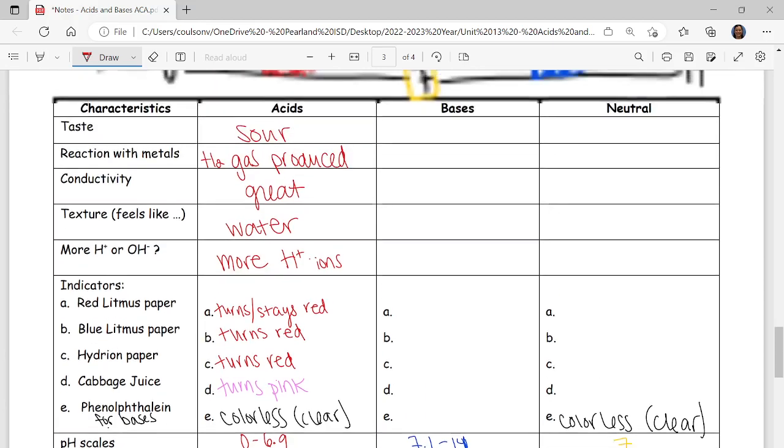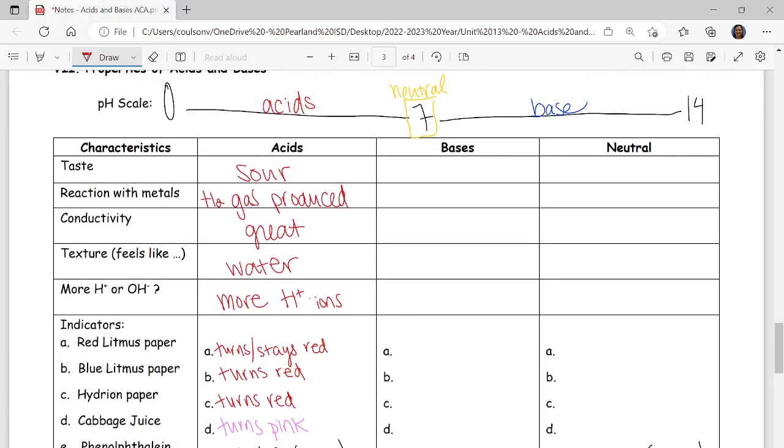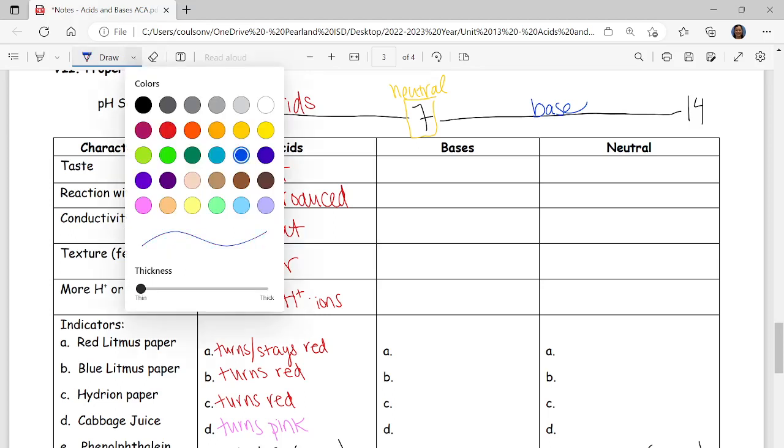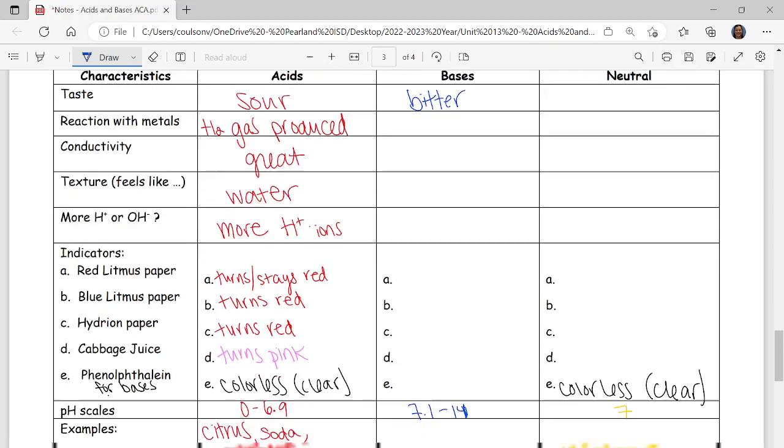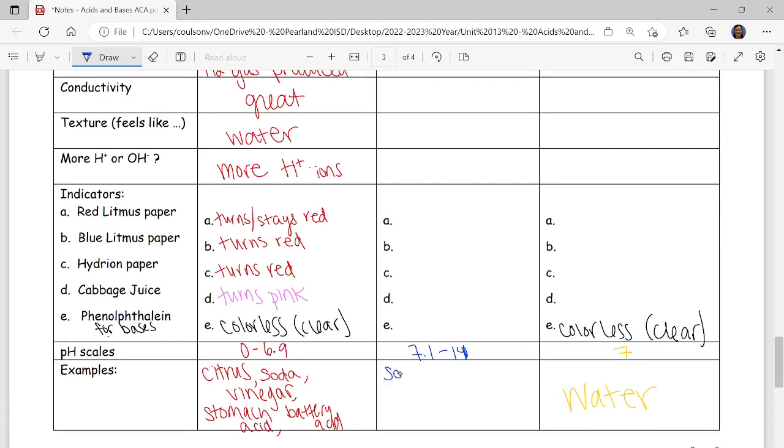And then the next column is for bases, so it doesn't really line up with our pH scale up here, but next column for bases, so I'm going to switch my pen color to blue. The taste of a base is going to be bitter. So what I think of with this is like soap. If you've tasted soap, you know the bitter taste, it's not sour, it just feels weird in there. Any kind of cleaners are generally bases, bleach.